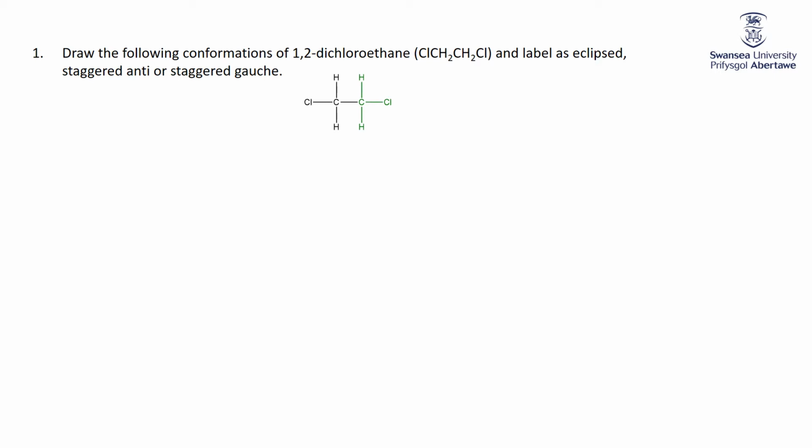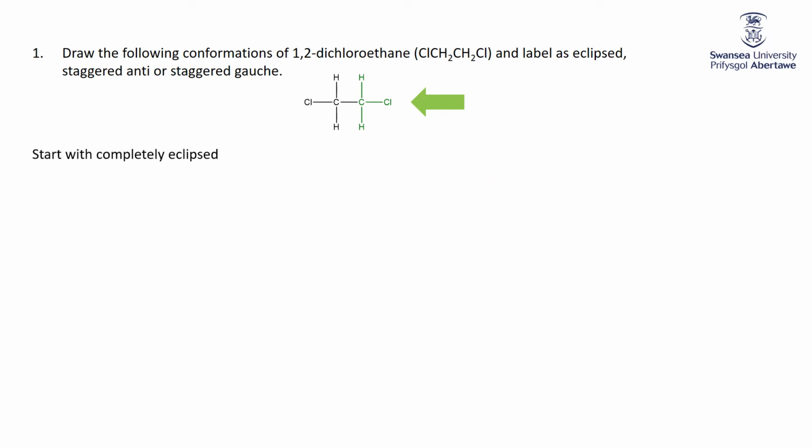So let's draw 1,2-dichloroethane. Label as eclipsed, staggered, anti, or staggered gauche. So what I'm going to do is look at it down the carbon-carbon bond from this direction. I'm going to have the green carbon in front that has a chlorine and two hydrogens, and then the black carbon at the back, and I can't see the black carbon, but I can see the two hydrogens and the chlorine attached to that.